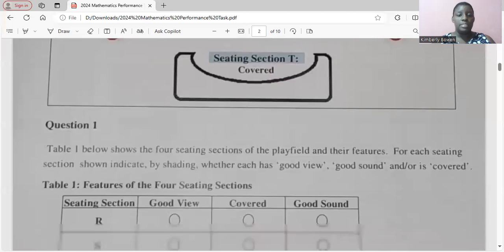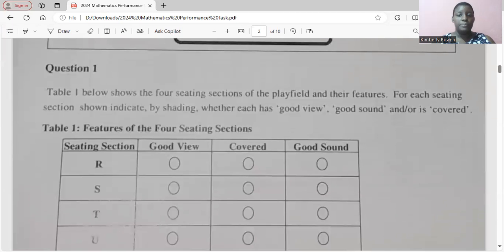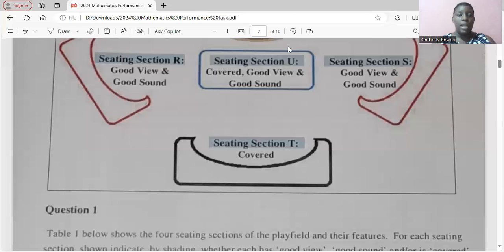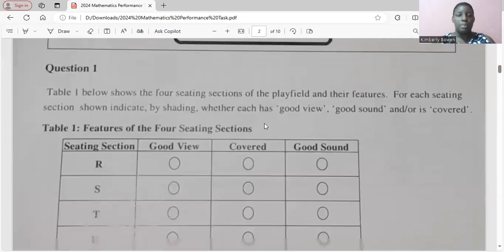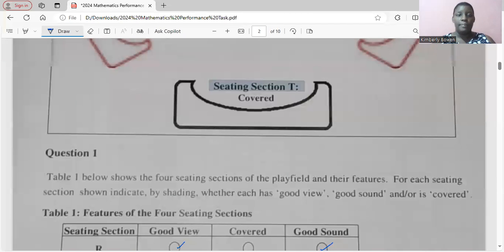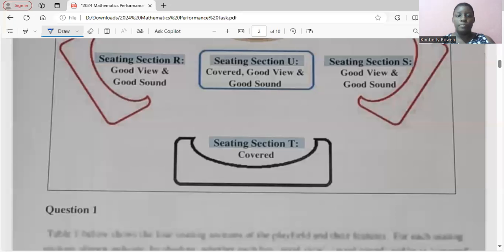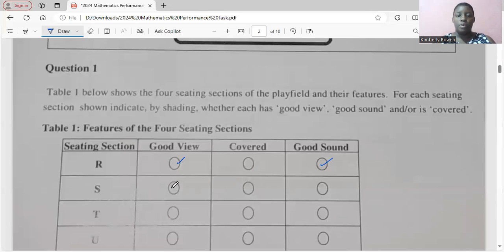Let's complete the table. For seating section R, let's look back up at R. For R, it says good view, good sound. So I'm going to tick these two options. R, good view, good sound. And for S, good view, good sound.